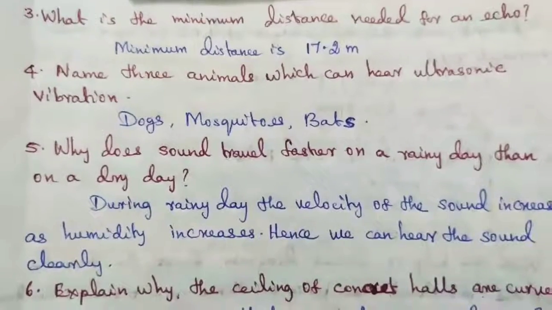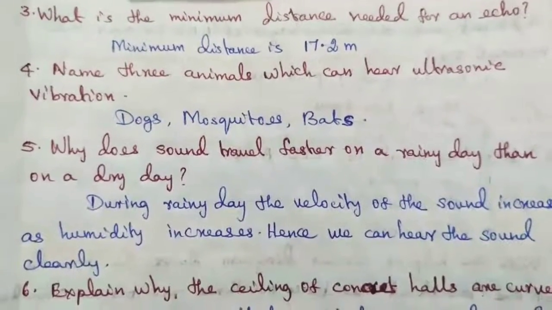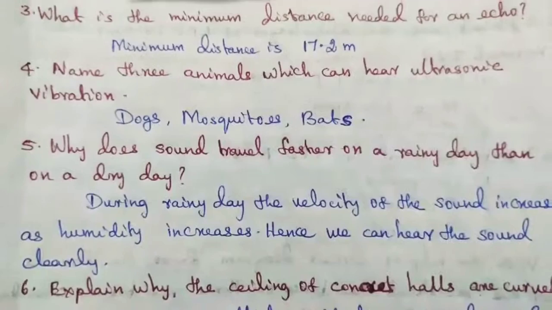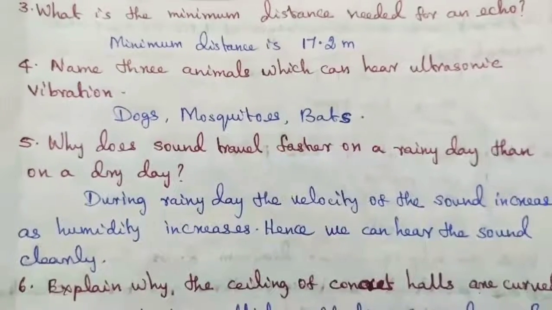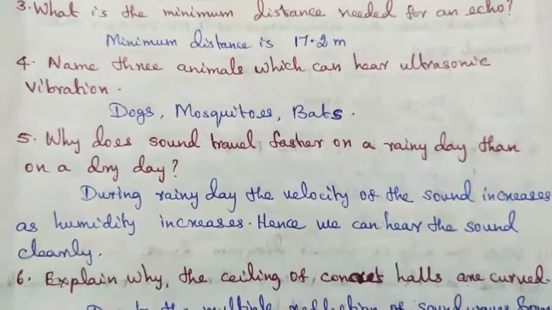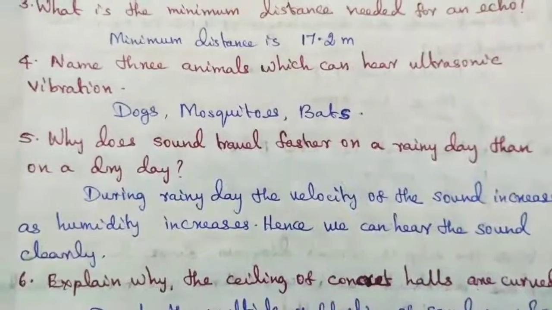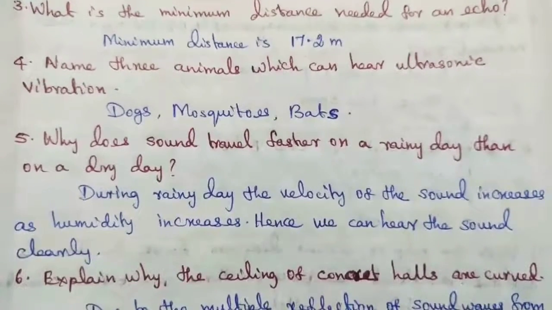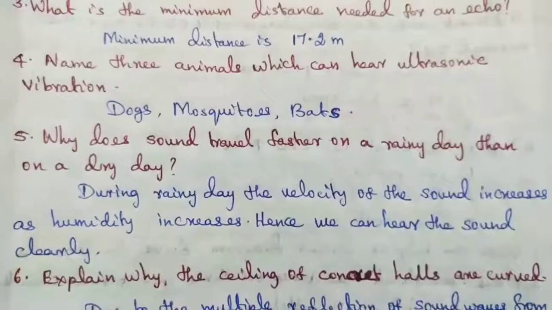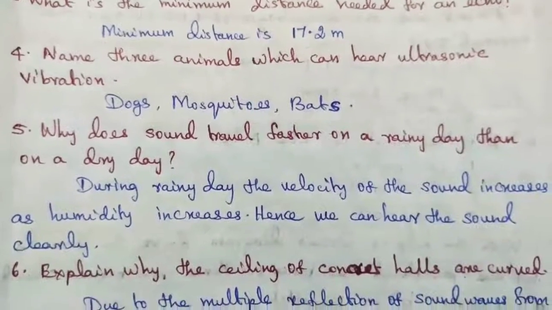Name 3 animals which can hear ultrasonic vibration. Dogs, mosquitoes, bats. Why does sound travel faster on a rainy day than on a dry day? During a rainy day, the velocity of the sound increases as humidity increases. Hence, we can hear the sound clearly.